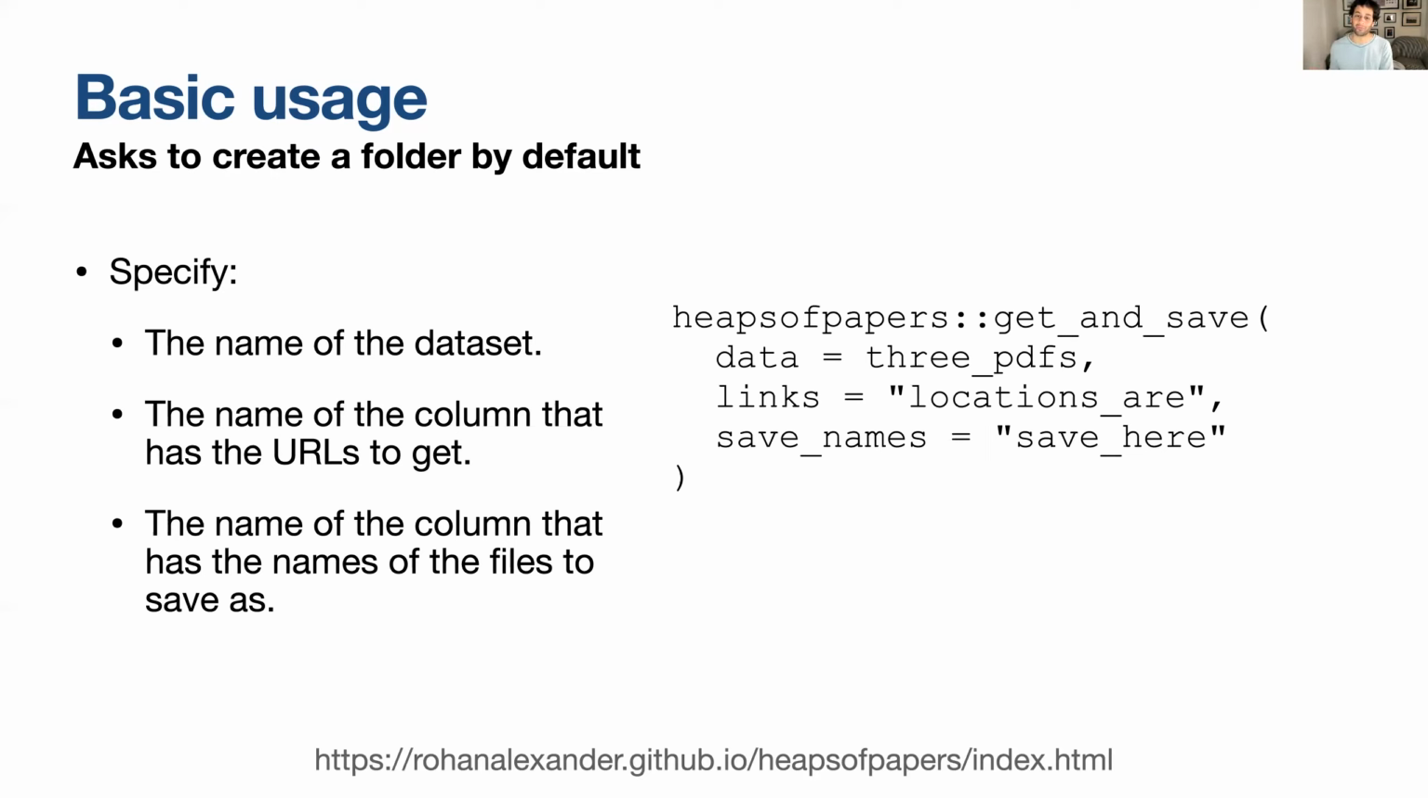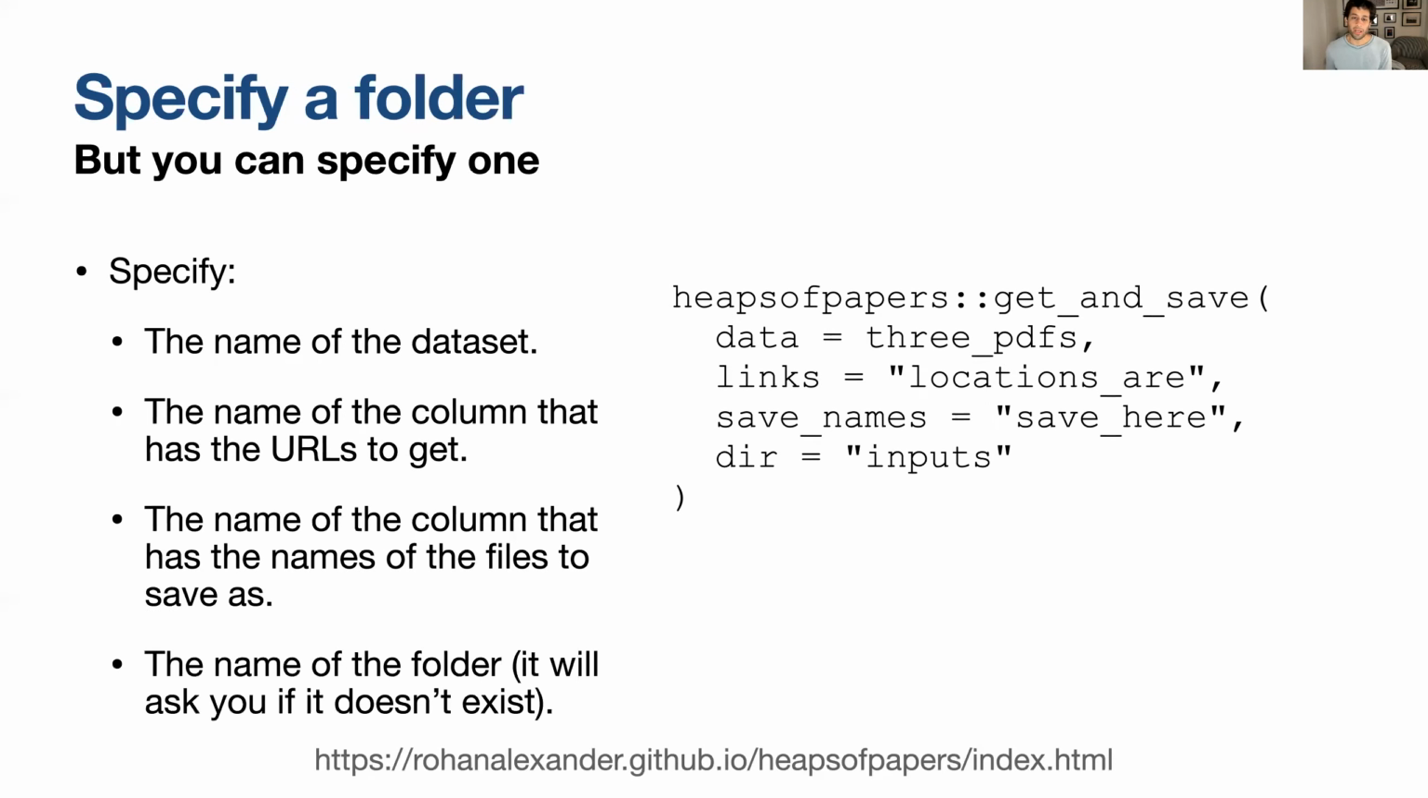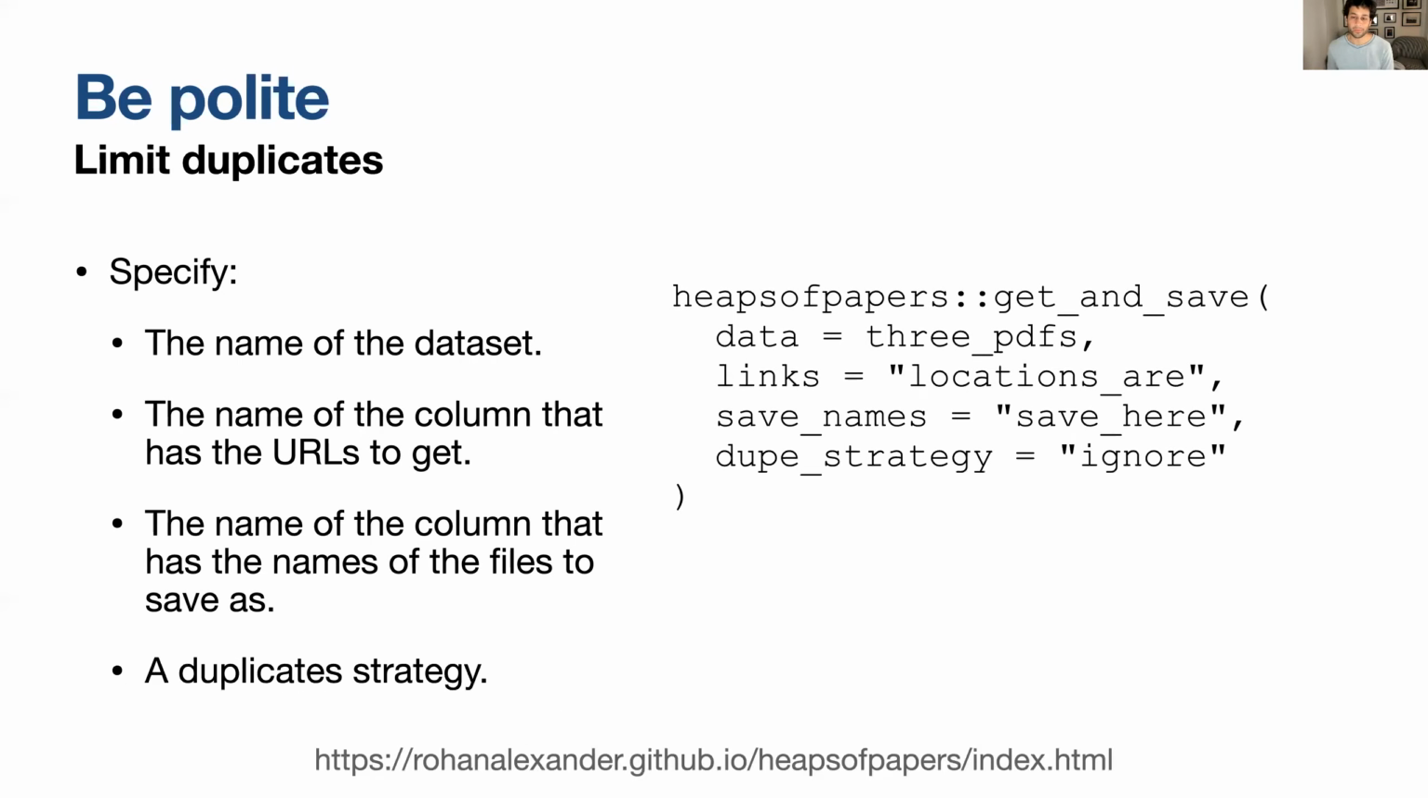save them to locally. By default, it'll create a folder called heaps of, and if that folder doesn't exist, then it will create it in your working directory. But we can specify a directory to save it to, and in this case, it's going to save it to a folder called inputs. Again, if this doesn't exist, then it will ask you in the console if you want to create it and go through that way.